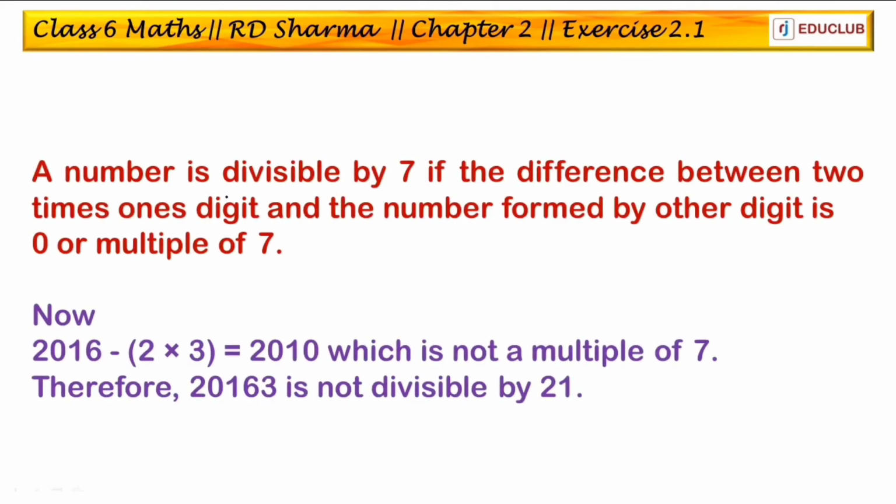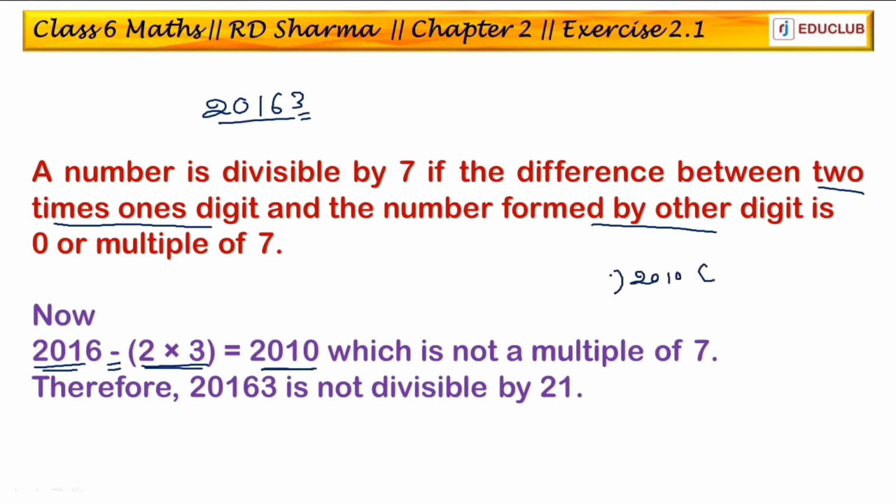Again, a number is divisible by 7 if the difference between two times the one's digit and the number formed by the other digits is 0 or a multiple of 7. We have the number 20163. The unit digit is 3, so two times the unit digit is 6, and the number formed by the other digits is 2016. We take the difference: 2016 minus 6 is 2010. This is not a multiple of 7, because we cannot divide 2010 by 7.